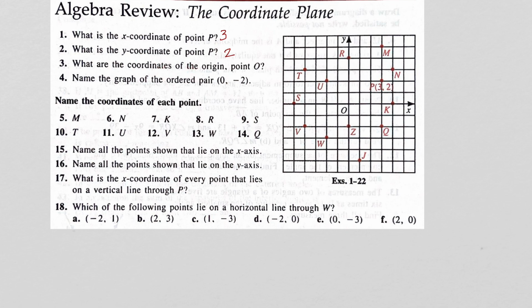The coordinates of the origin is 0, 0. Name the graph of the ordered pair 0, negative 2. So 0, negative 2 is here. That is Z.